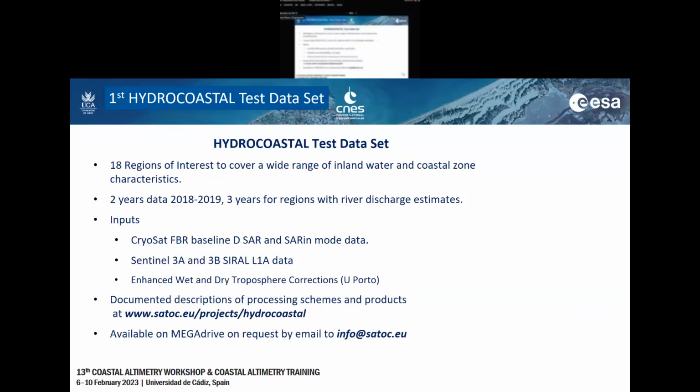We used CryoSat FBR baseline D data, and Sentinel-3 level 1A data. We used enhanced wet and dry troposphere corrections that Joana Fernandes and colleagues at the University of Porto generated. And we generated this test data set with outputs from all of the 6 different retrackers.